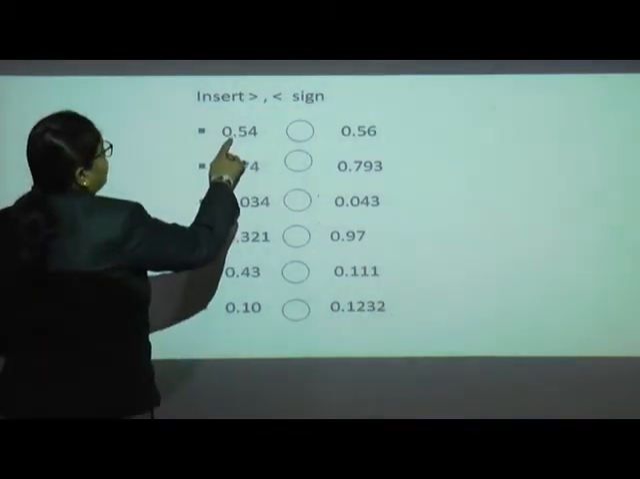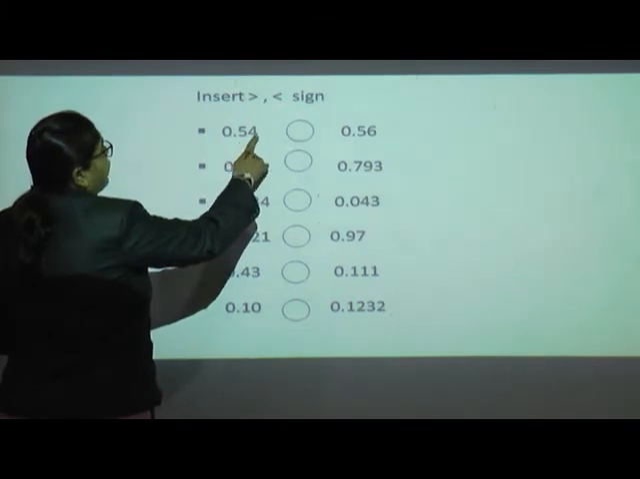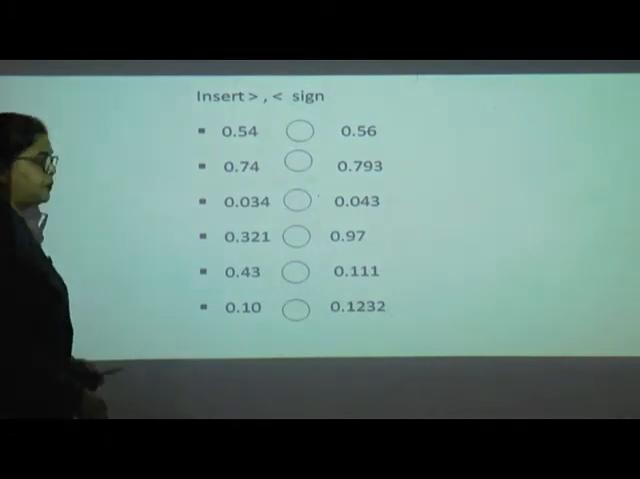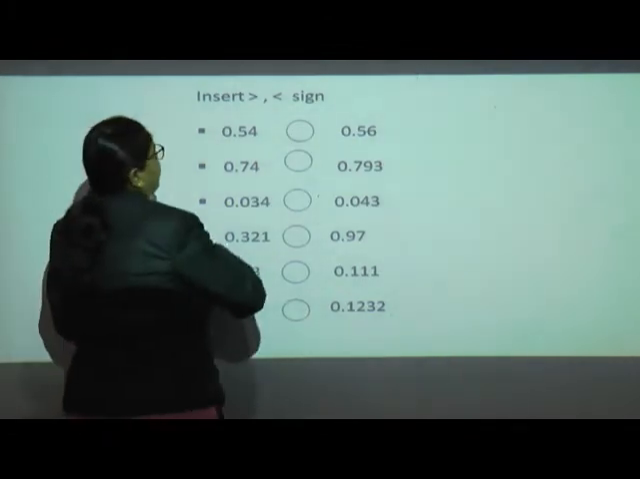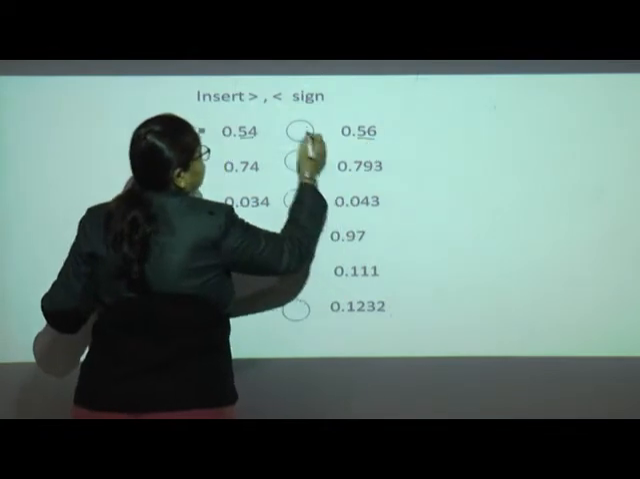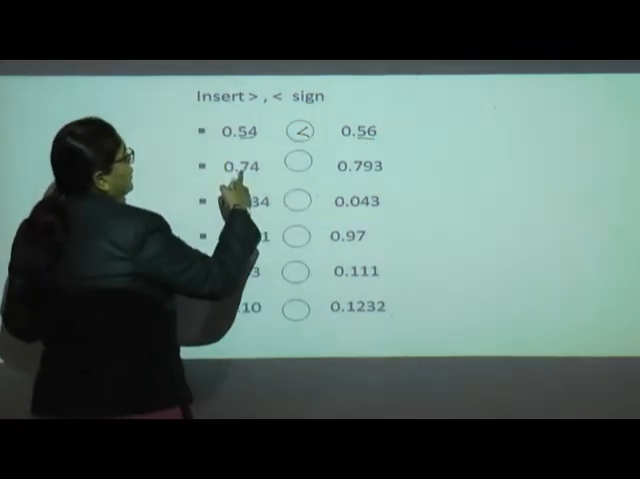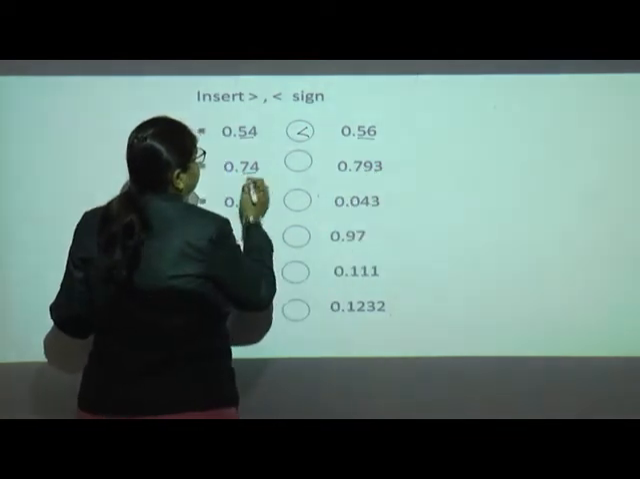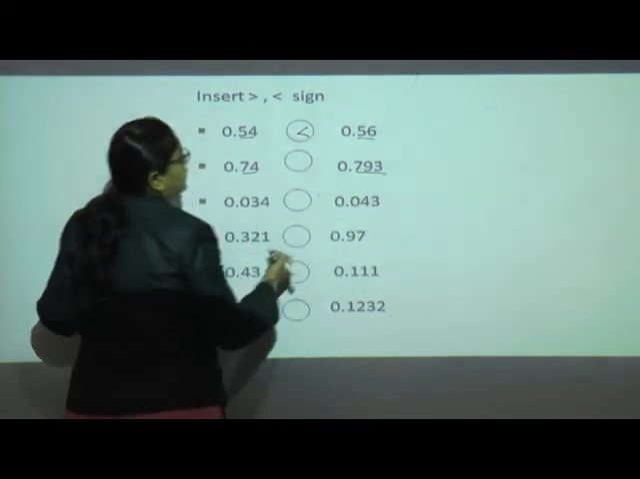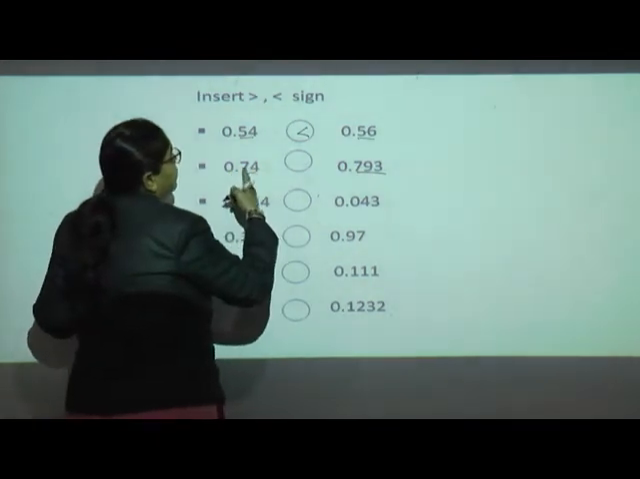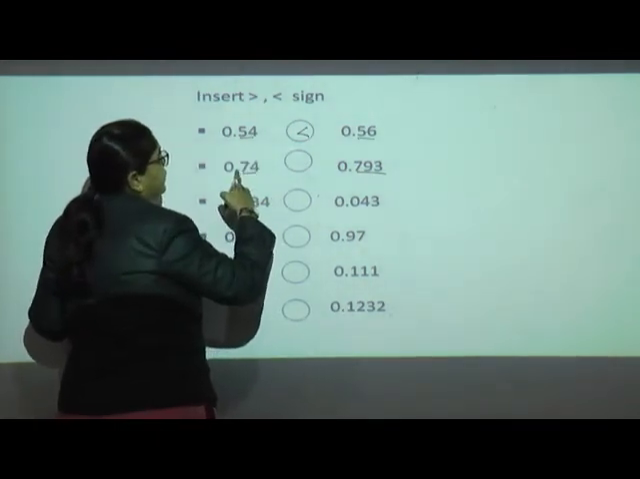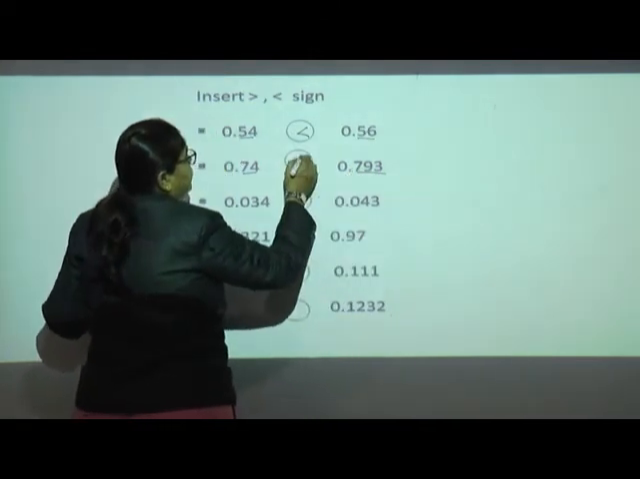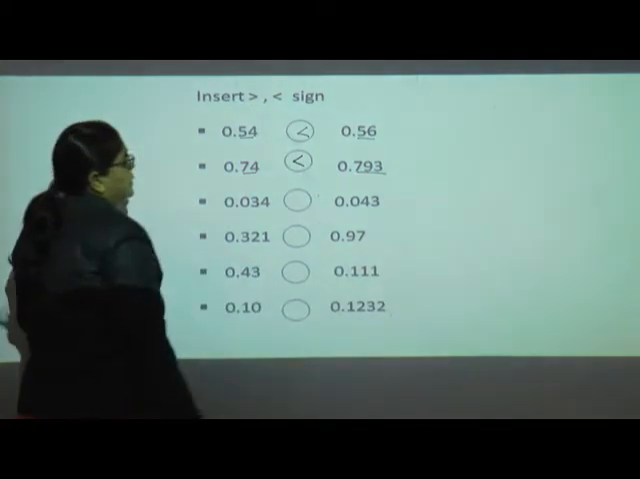Here, 0.54 and 0.56, which is greater? 56 is greater, because we have 2 digits here and 2 digits here also. 0.74 and 0.793. Here we have 2 digits, here we have 3 digits. Here 74, you can read it in your mind, and here you can see 79 in your mind. So which is greater? 79. So 0.793 is greater.